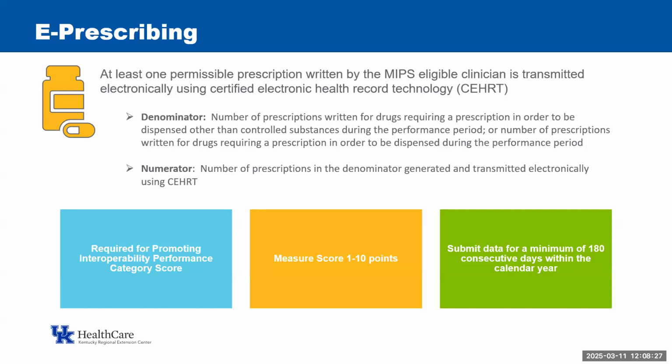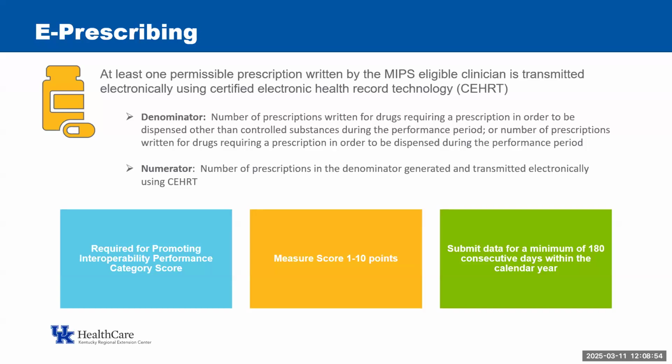E-prescribing is a must-pass measure by either taking an exclusion or reporting the numerator and denominator. And for this measure, well, for the entire category, you have to have that 180-day minimum reporting period, and you have to use the same reporting period for all measures. You can't have one for e-prescribing and a separate one for HIE. And the performance points are based on a 1 to 10 scale.